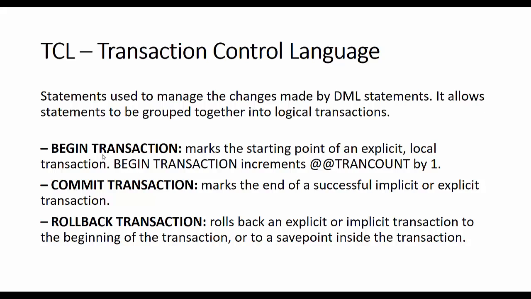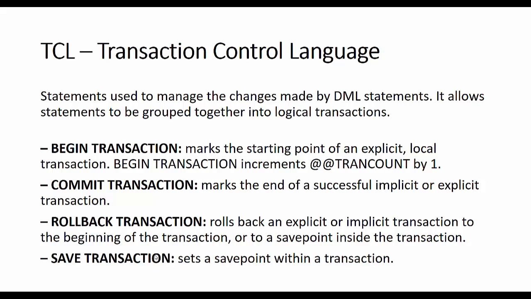Let's say within begin and commit transaction, you have 4 insert statements. They will insert 4 records at once, and if anything fails in between, they will roll back the previous insert statements that were done, right? Third is the rollback transaction. It rolls back the transaction that you have started. And the last one is the save transaction, which creates a save point within a transaction.